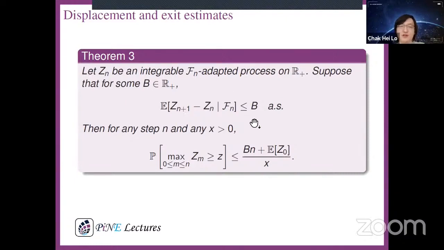So in some sense, you can think of this as the jump, and this is the expectation of the jump. So we have this less than or equal to a constant b almost surely. So essentially it means that we have bounded jumps in the setting. Then for any step n and any x greater than 0, we have this condition. This condition says when we look at the maximum of this process Z between 0 and n in this period, the probability that this maximum is greater than or equal to x is less than this value.